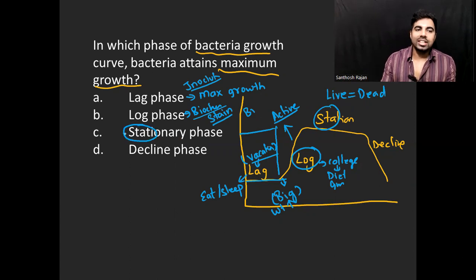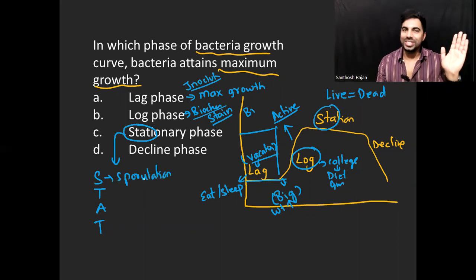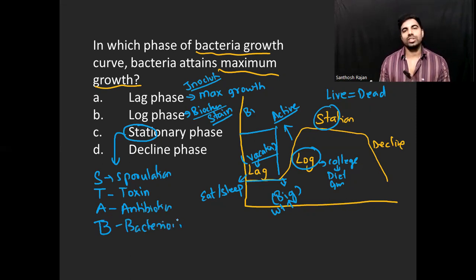There's a clue: STAT. S-T-A-T. S is for sporulation. Sporulation will happen here because winter has already started. I'm talking about China, Armenia, Russia. After your active phase, winter has come again. You're stationary, sporulation has happened. Then T, what happened? Toxin. Toxin production happens in this phase. A is for antibiotics. Antibiotics are produced. And then the last T, that would be bacteriocin. Any production will be in this phase, in sporulation, in your stationary phase. In the decline phase, everything will die. Everything will die. Decline, right?